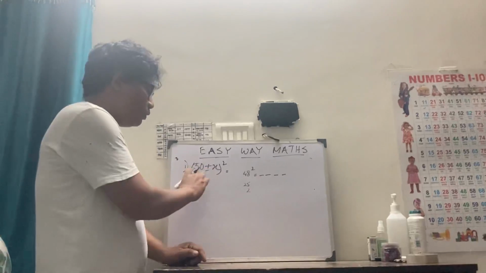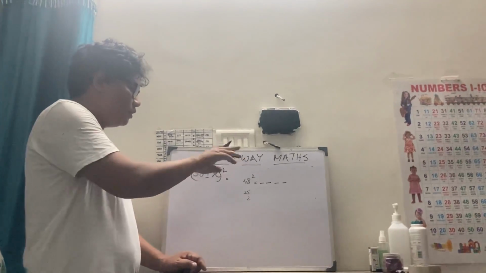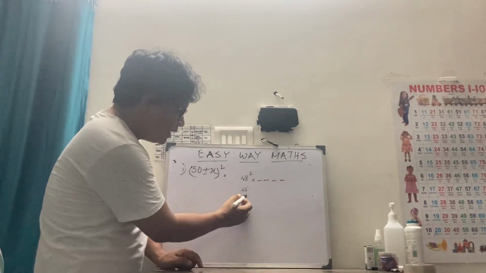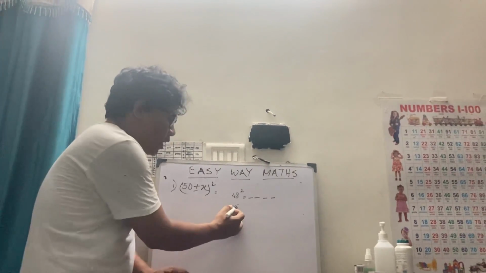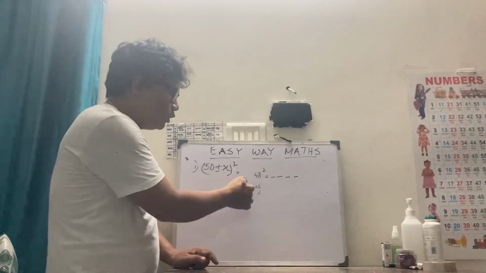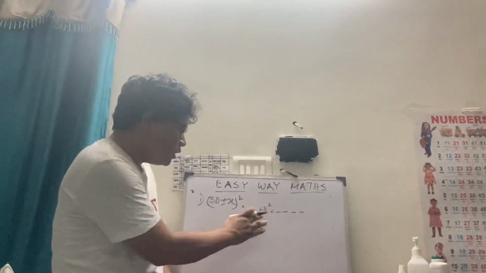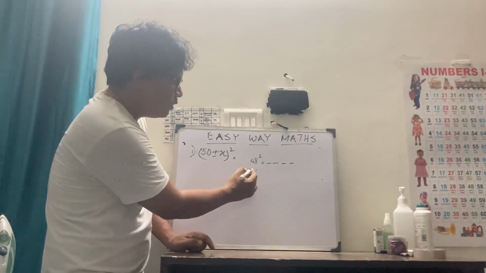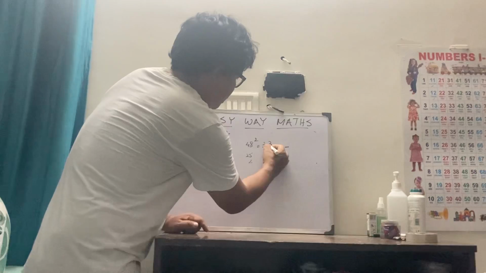For the number in excess of 50, we were adding the excess number to 25. Since the number is less than 50, we will subtract whatever number is less than 50 from 25, right? If you subtract 2 from 25, it becomes 23, okay?